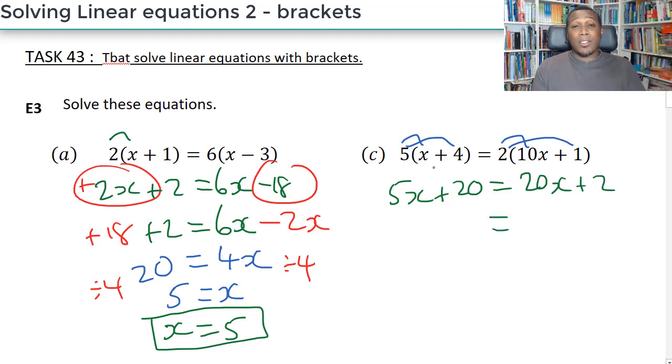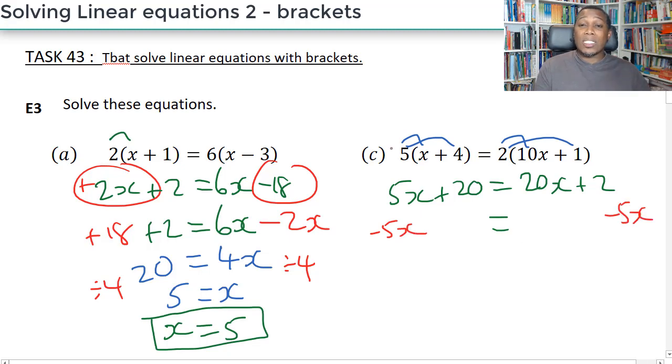I've got to get all the x's on the right, because most of the x's are on the right. So what am I going to do? Balancing method. If you're doing the balancing method, you take away 5x from both sides. If I take away 5x from both sides, what do I have? I have 15x plus 2 on the right. I have 20 on the left.